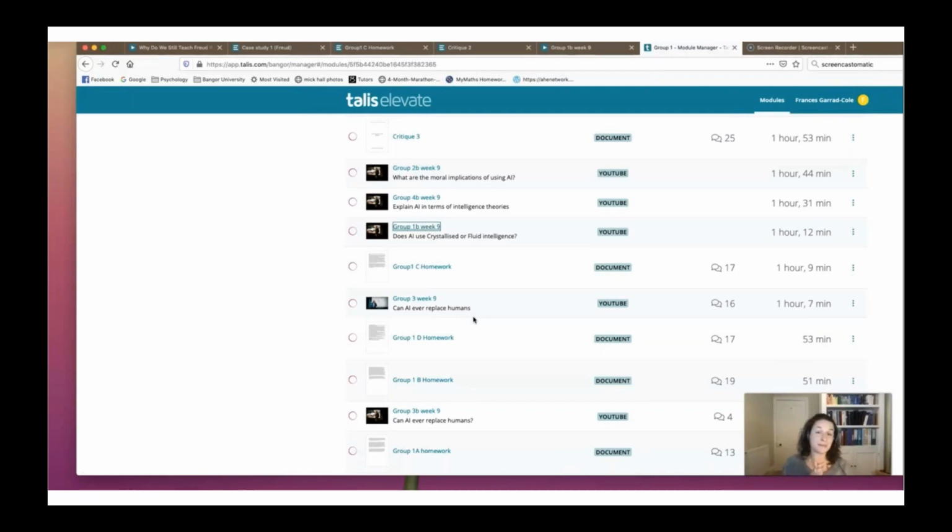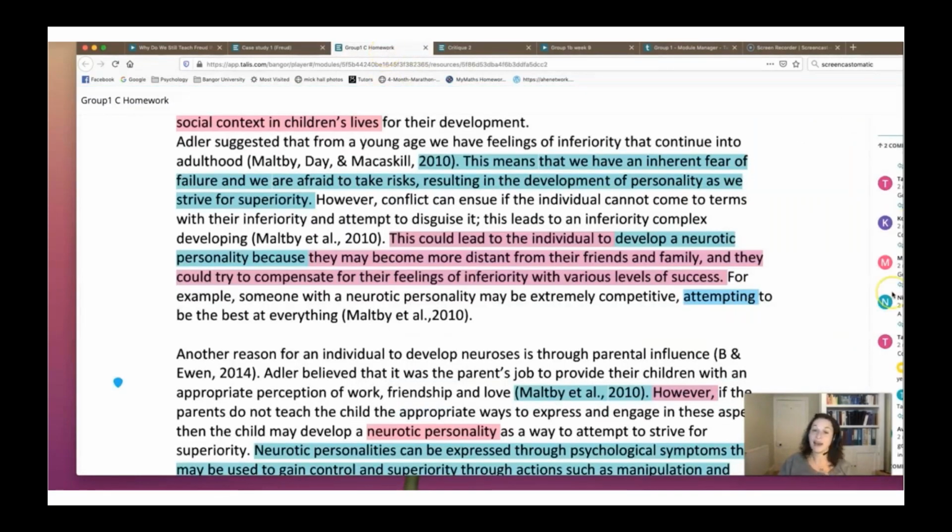And I'm absolutely certain I wouldn't have had that many comments in that chat, or in any of these interactive activities that we've had here, had I been doing it in a one-to-one lecture environment. So Talis Elevate has really helped me with my online delivery this year.